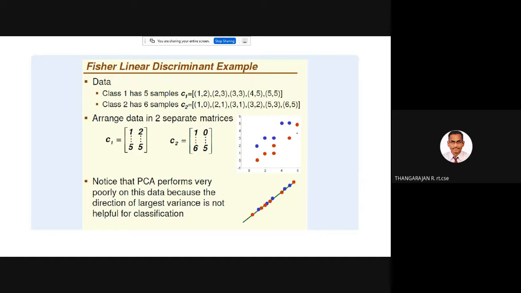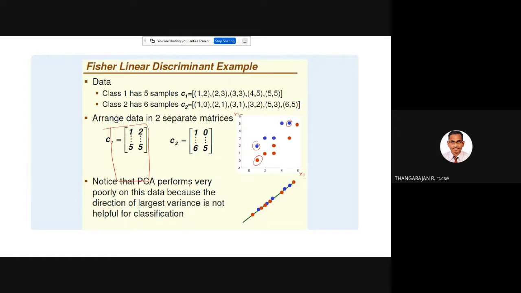You have a set of points here. You can see the blue ones and the red ones. In 2 dimensions, I can call the axes x1, x2, and these are the points. So class 1 you can represent as pairs of points like this: say this is 1 comma 2, this is 5 comma 5. Similarly class 2 has 1 comma 0, and so on. Arrange the data in 2 separate matrices.